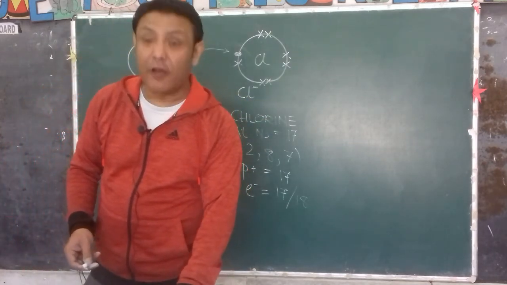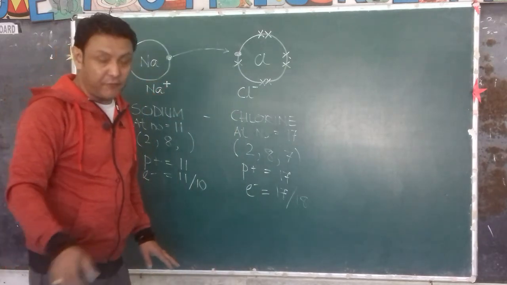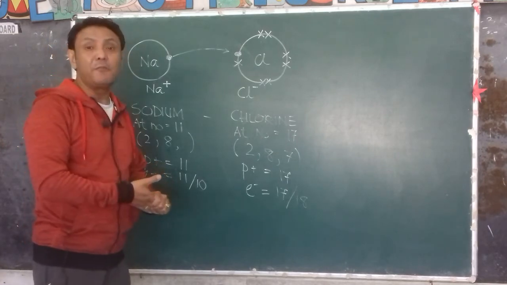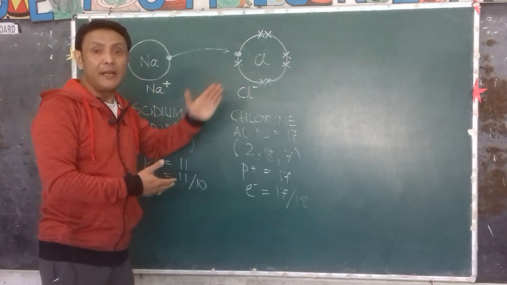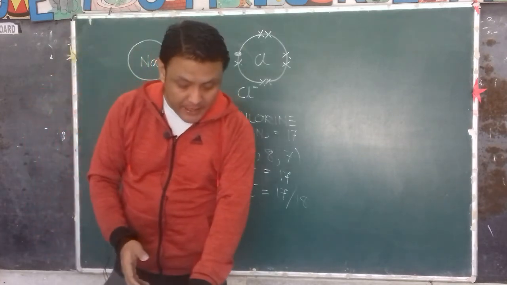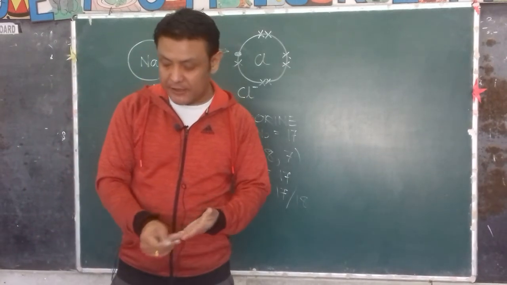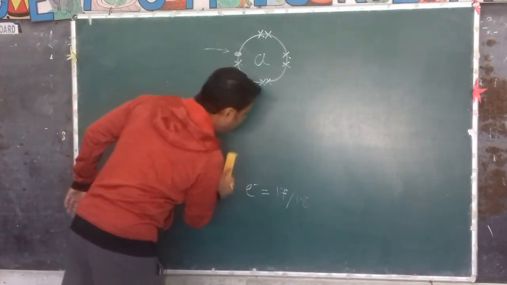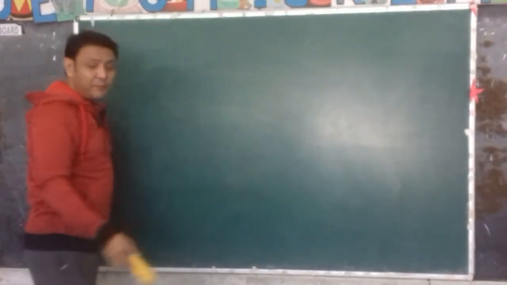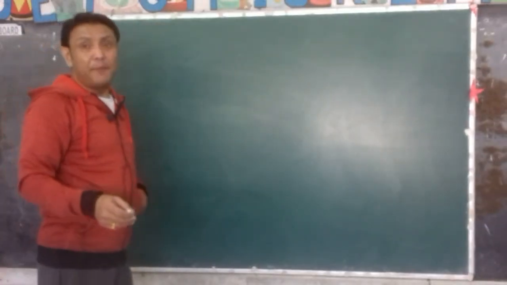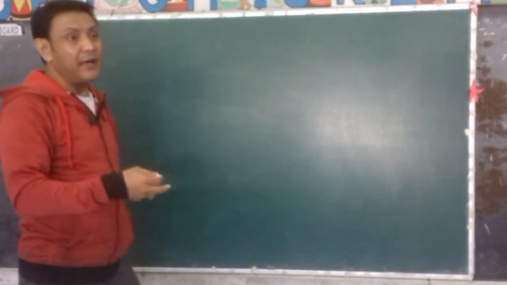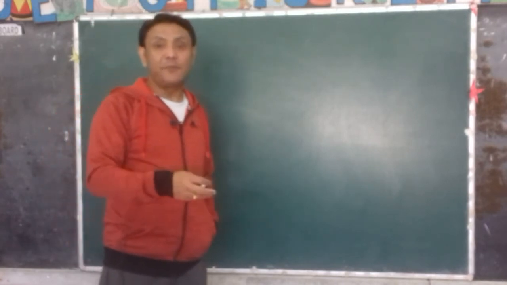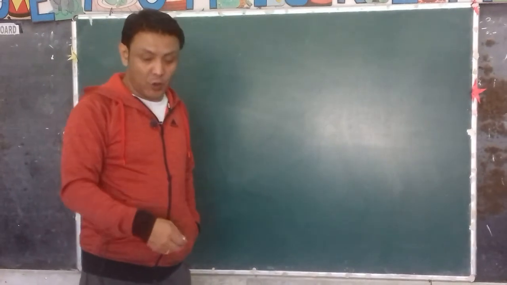So this is an example for the formation of an electrovalent compound, or the formation of an electrovalent bond between a metallic and a non-metallic atom. I hope you understood. Now we go to the next part, that is the formation of the covalent bond. The electrovalent bond takes place between a metal and a non-metal, whereas a covalent bond takes place between atoms of non-metals only.